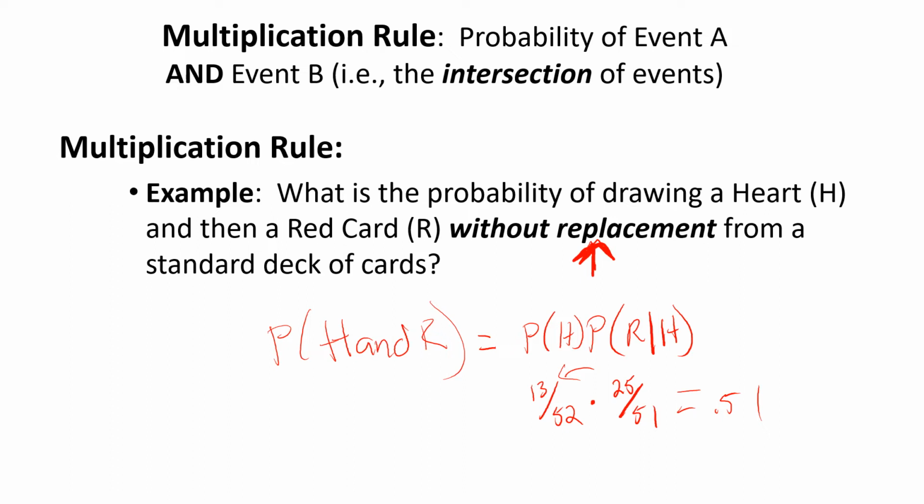Oh, I did not do that right. I did it wrong. It's 0.25, so ignore that. I was going to say that should be the wrong number. Let's erase that and actually get it. So it is going to be 0.25 times 0.4902, and that gets us 0.12. So our final answer there is actually 0.12. There's a 0.12 probability of getting a heart and then a red card given we drew a heart with the first card and did not put it back. That's without replacement.